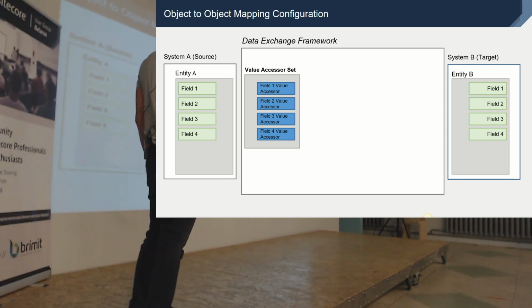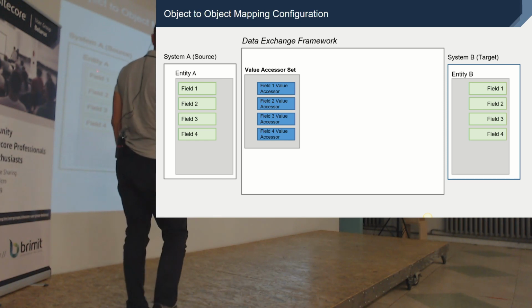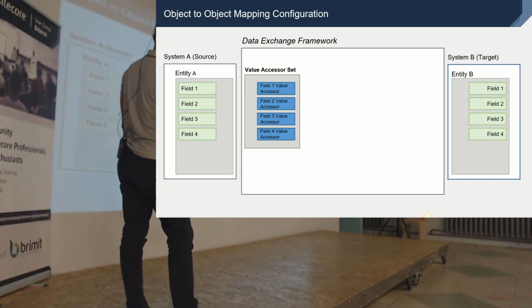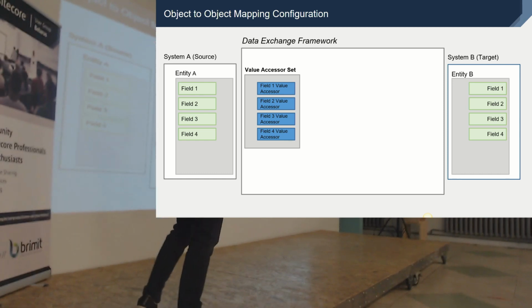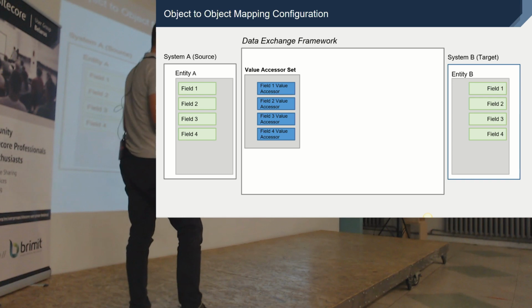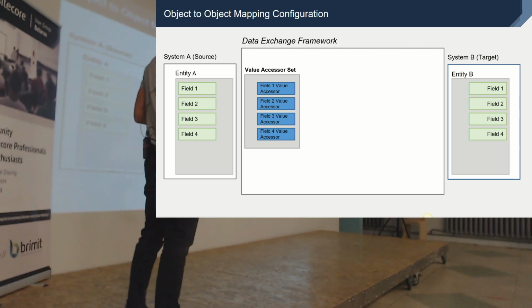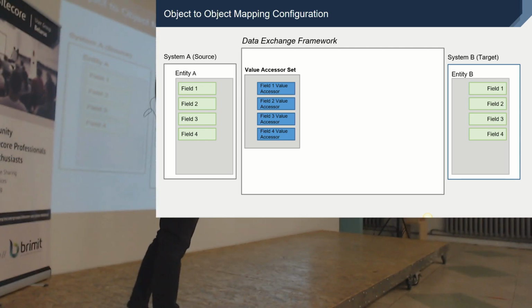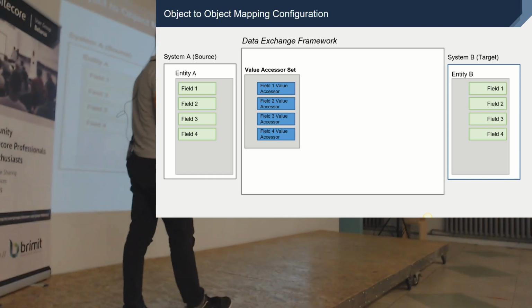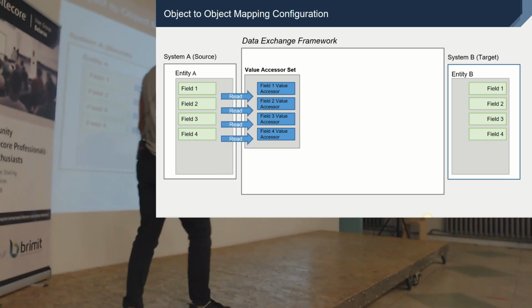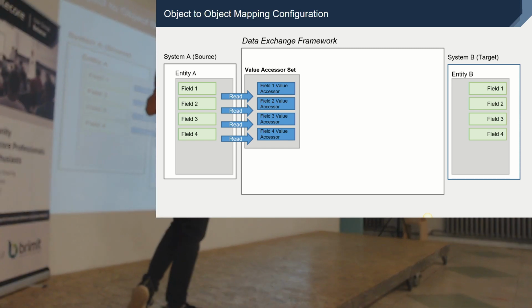It means that this value accessor knows how to read data from field 1. The types of these accessors will be different. For example, property value accessor, datetime value accessor, reference field value accessor, and so on. So the types of value accessors depend on the provider that you use to read data from our source system. These value accessors know how to read data from our source.